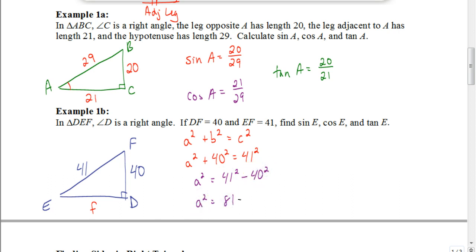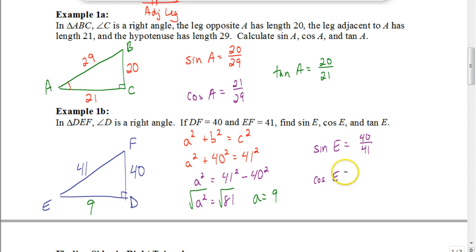And when I do that, I get 81 as my answer. So now I'm going to have to take the square root of both sides, and the square root of 81 is 9. Technically it would be 9 and negative 9 that I could square to get 81, but our side lengths are only going to be positive values, so our value here would be 9. So now I can find the sine, cosine, and tangent of E. So the sine of E would be the opposite over hypotenuse, which is 40 over 41.